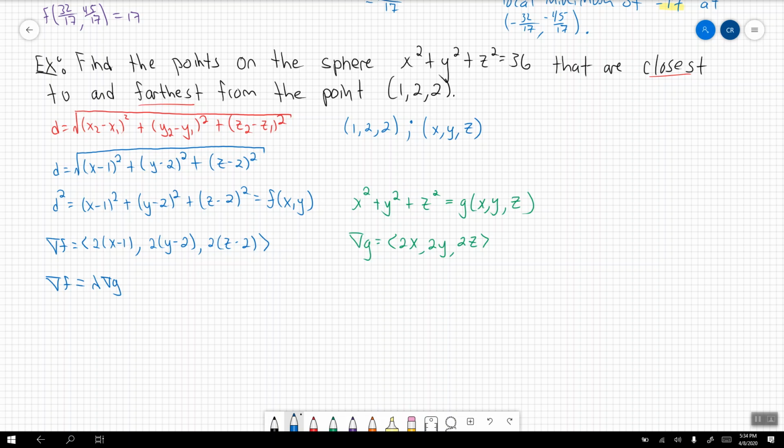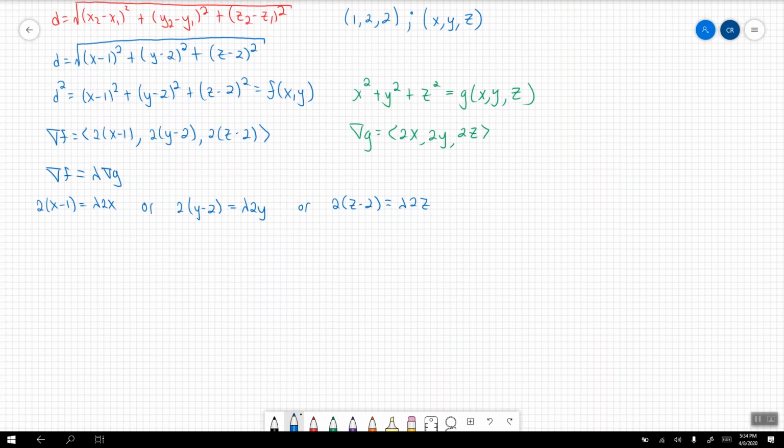That's going to be when 2 times (x minus 1) is equal to lambda times 2x, or 2 times (y minus 2) is equal to lambda times 2y, or the third one, 2 times (z minus 2), is equal to lambda times 2z. Now the fact that we can divide by 2 makes it way easier here. So this gives me x minus 1 is equal to lambda x, and the same in the other two.